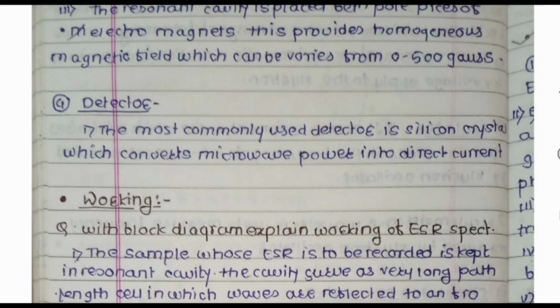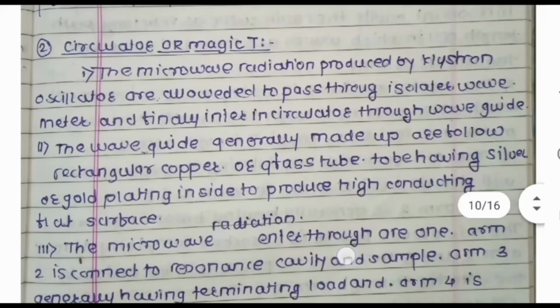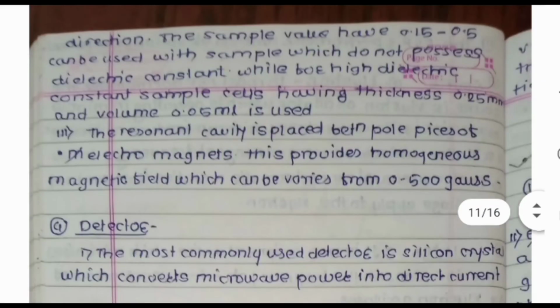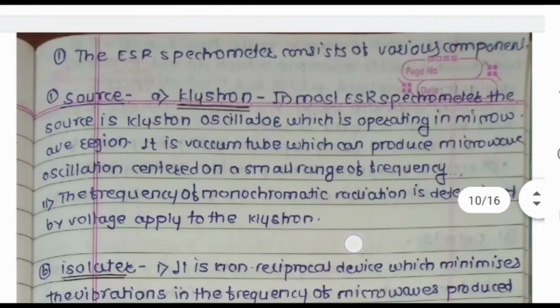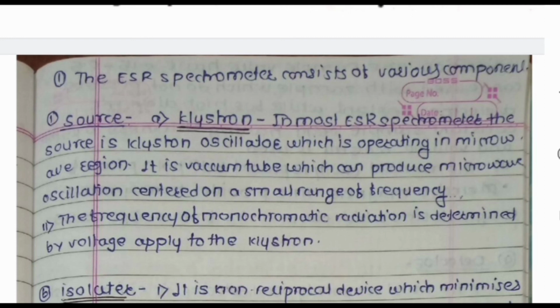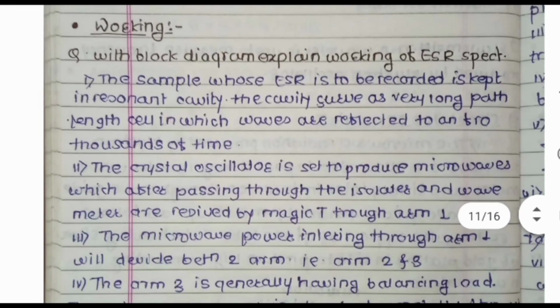So this is the instrumentation for the ESR spectrometer. The important components are the klystron, isolator, attenuator, wave meter or waveguide, then the sample cavity, the magnetic field, the next is the detector, and the last one is the display device. So if the instrumentation is asked, you need to draw the block diagram for the ESR spectrometer, then explain each and every component in brief. How the actual working of the ESR spectrometer occurs, we'll see in the next lecture.